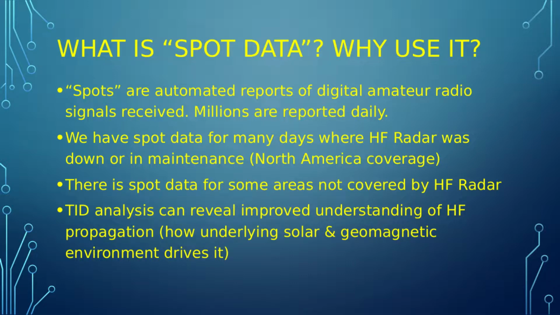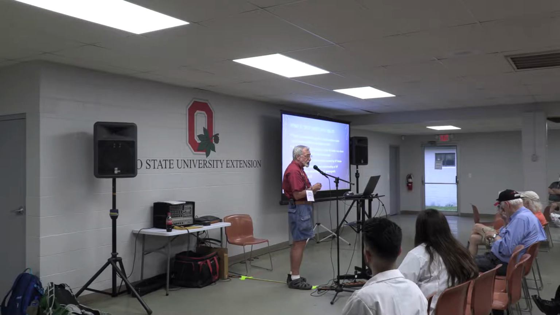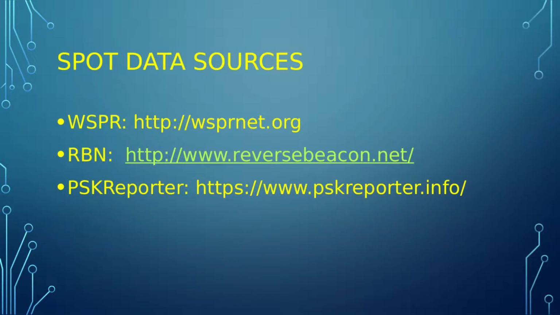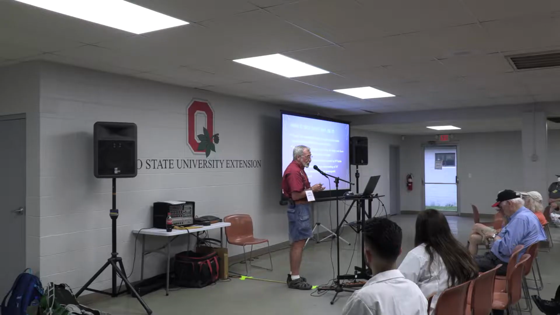So there is spot data for some areas that are not covered anywhere by the HF radar. So SuperDARN and other things, they're not everywhere, but hams are. So we can study some things where this is the only data that there is.